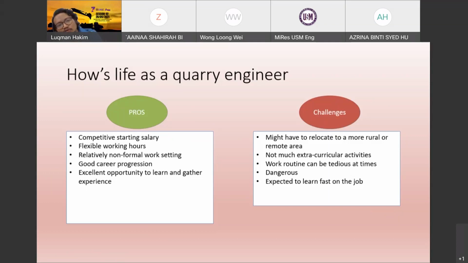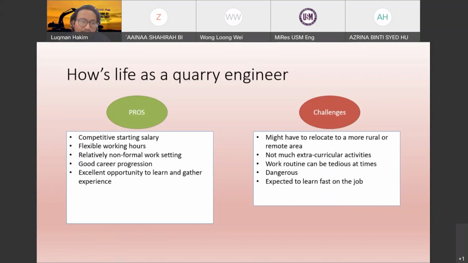Ketiganya relatively dia non-formal work setting lah. Kalau macam you tengok saya boleh bela rambut panjang kan. So dia tak ada berapa, sebab most of the time you will spend your time on site. So you basically not confined to an office.